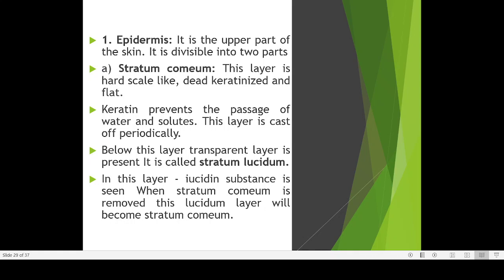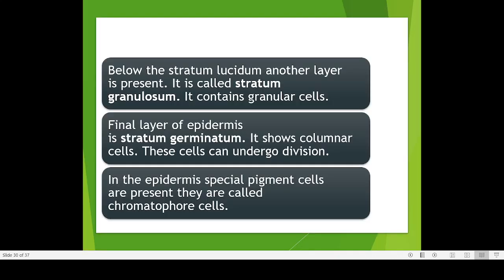So here we can find details of two layers. Now below stratum lucidum, another layer is also present. That layer is known as stratum granulosum. From the term itself you can understand it. When you have the stratum corneum, corneum means very hard, so naturally it is formed of hard cells filled with keratin. Second layer is a stratum lucidum. Lucid means clear, transparent. So it is formed of clear, more transparent cells filled with the lucidum.